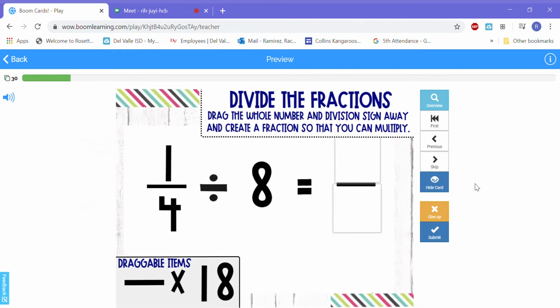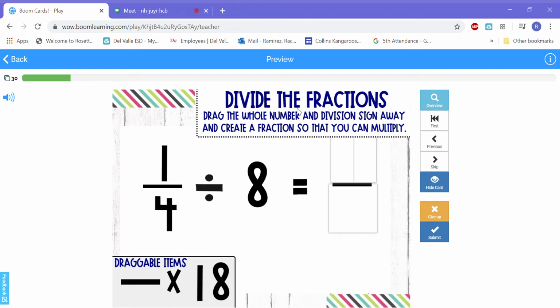So let's go ahead and go to the next question. This is the first question in our Boom Card set. It says 1/4 divided by 8. So that's like saying there is 1/4 of a pizza and you are dividing that 1/4 into 8 more pieces. So let's go ahead and look at it. If you look at the Boom Card, there actually is an option for you to drag items, and that's in this corner right here.